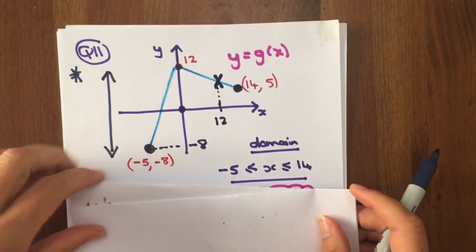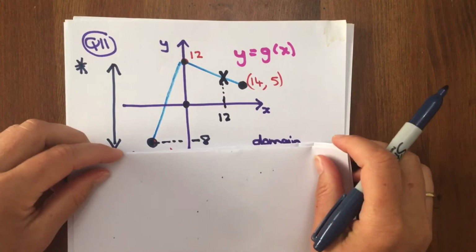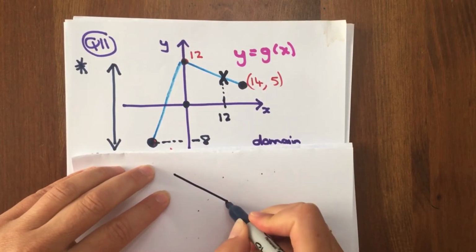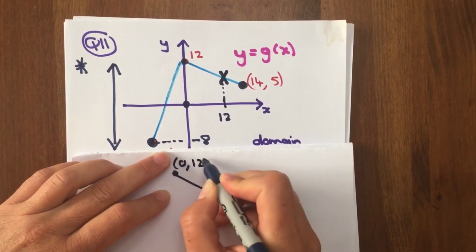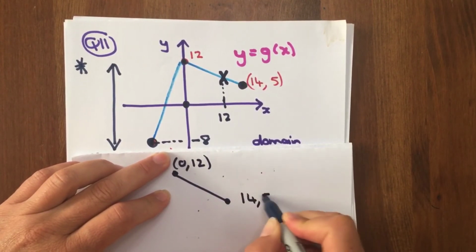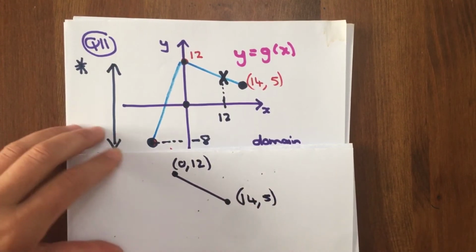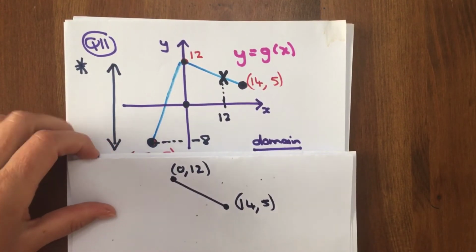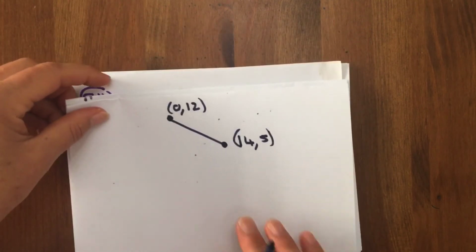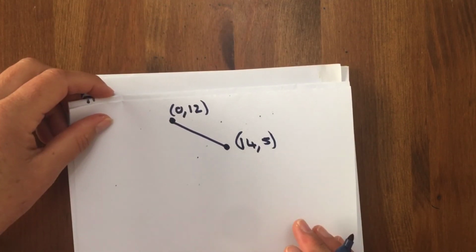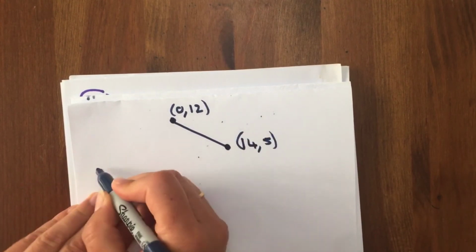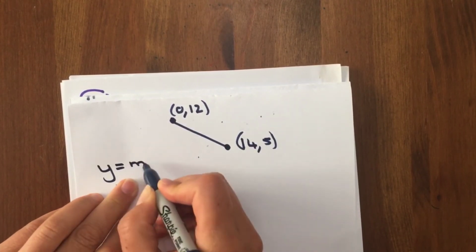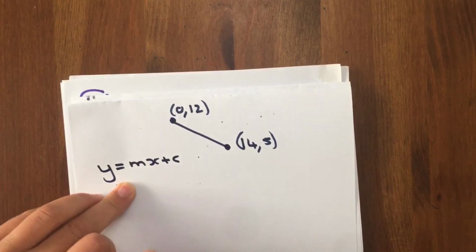So I'm just going to go back to this graph here, guys. I've got my straight line here. Let me just write it out again. It's starting at (0, 12) and it's going to (14, 5). If I can find the equation of this straight line, then I can work out what the value of y is when x is 12. I know the equation of any straight line is y equals mx plus c.